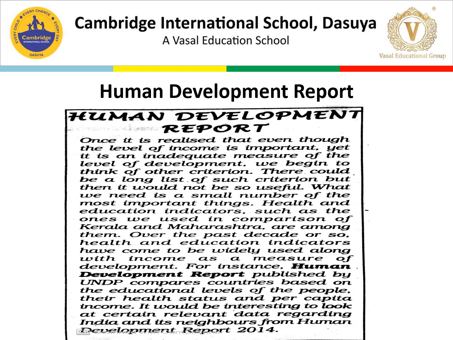Previously we were taking only income as the main criteria, in which we were saying the countries were rich and poor. Now when we are talking about this, what we need is a small number of the most important things. We need few factors which determine the development, such as the ones we used in comparing Kerala and Maharashtra. So we used that parameter when we were talking about public facilities. This is also the parameter which we are talking about now.